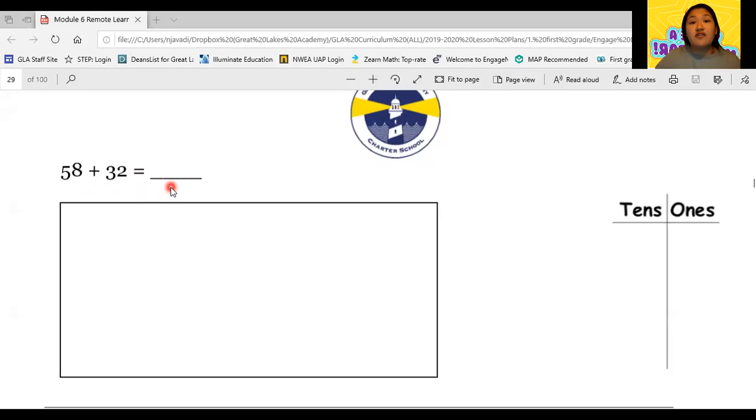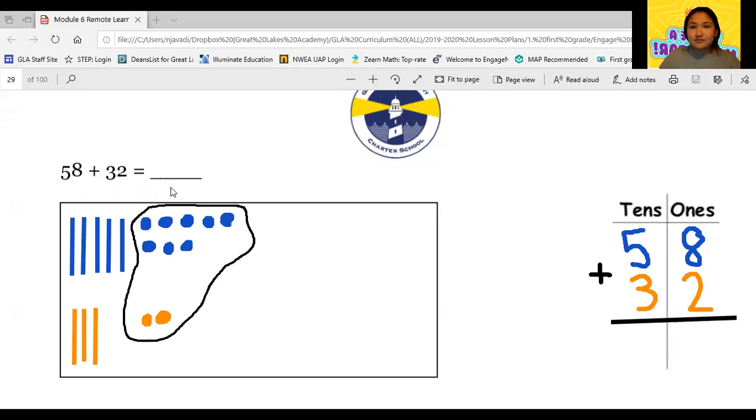Pause and solve on your own. Let's finish solving this one together. Hopefully your problem looks a lot like mine so far. Let's check it out. When we're doing vertical addition, we always add, that's right, we always add the ones column first. I see 8 ones and 2 ones. I know that 8 ones and 2 ones make 10 ones.